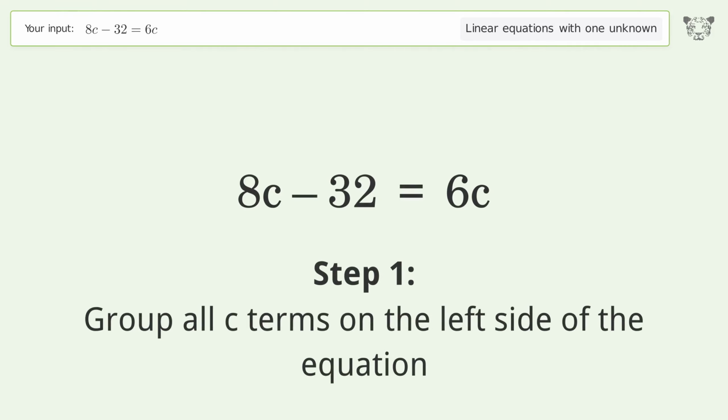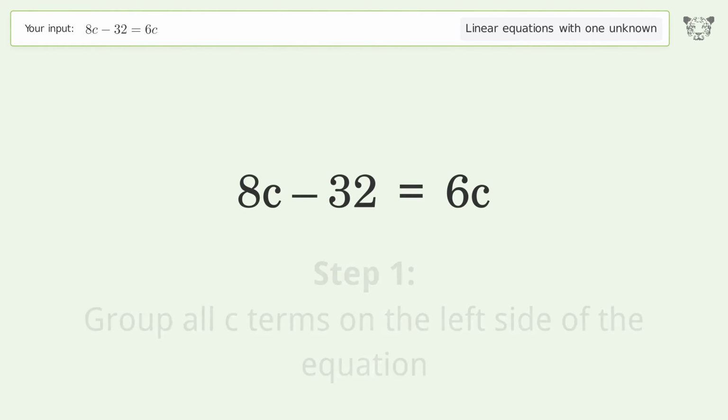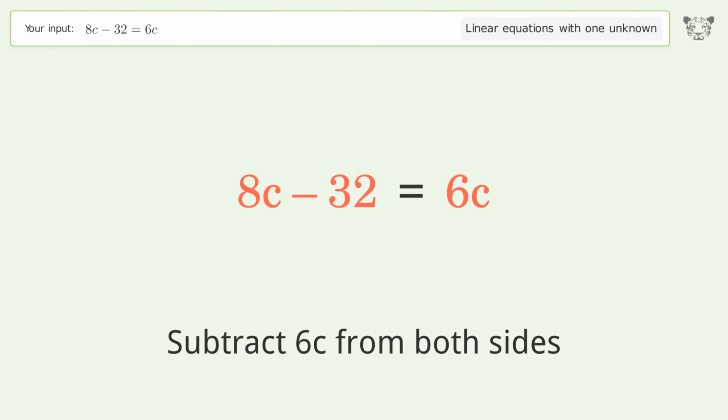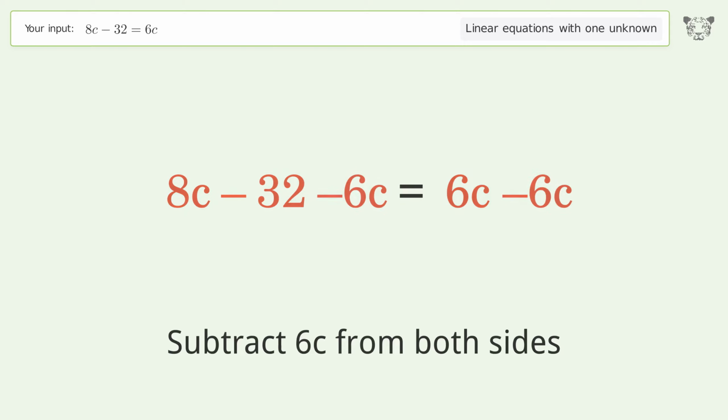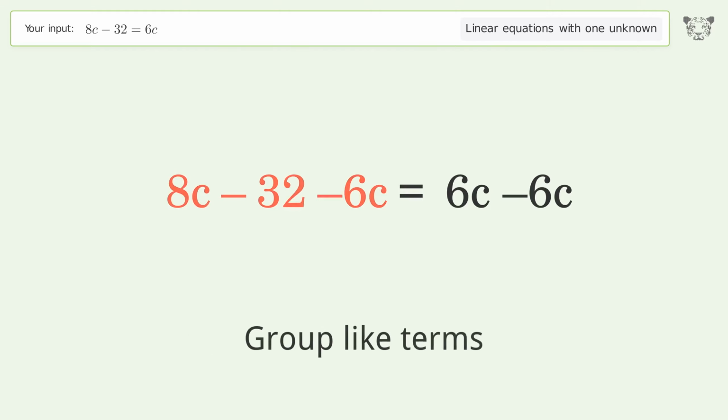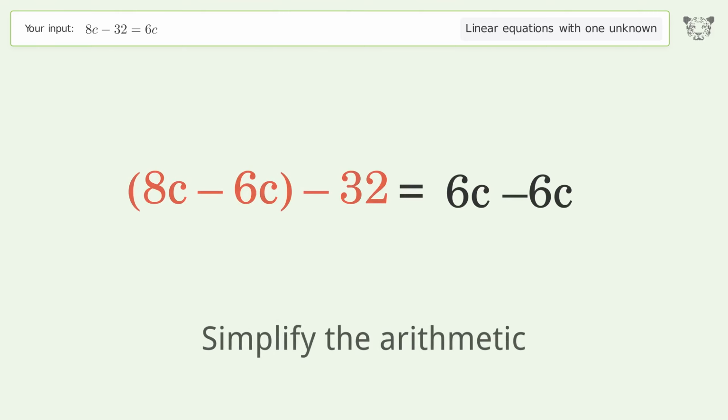Group all c terms on the left side of the equation. Subtract 6c from both sides. Group like terms. Simplify the arithmetic.